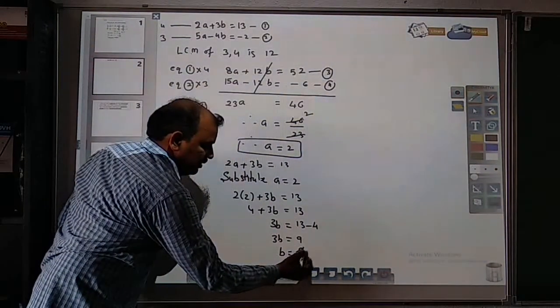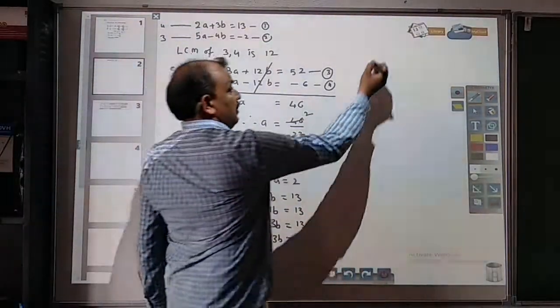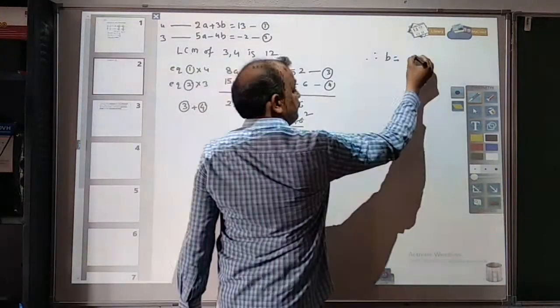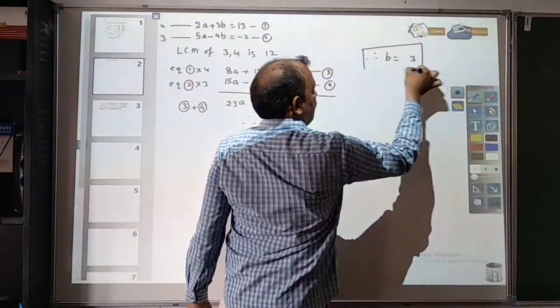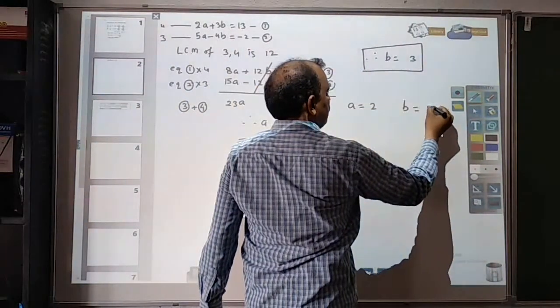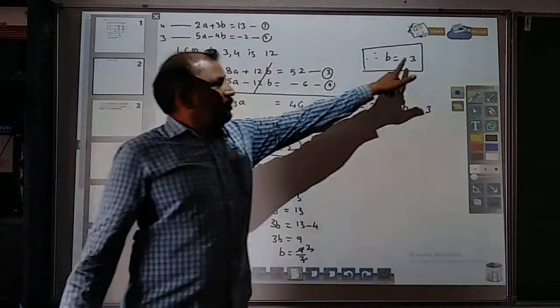b is equal to 9 by 3. In 9, 3 goes 3 times. Therefore, the b value is equal to 3. We got the b value 3. a is equal to 2, b is equal to 3.